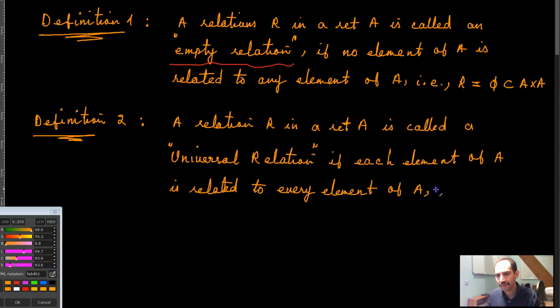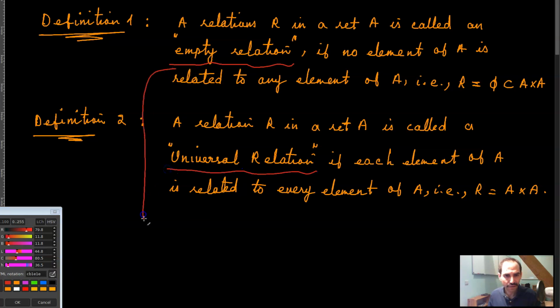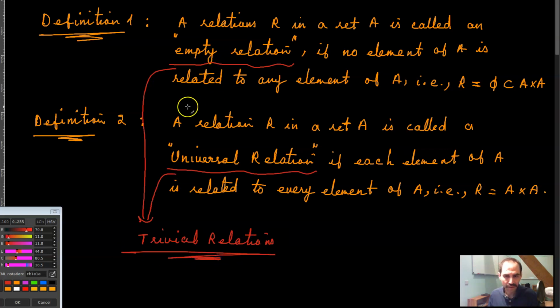That is, you can say that basically R is equal to the Cartesian product of A and A. Now both of these, the empty relation and the universal relation, are sometimes called trivial relations. So that is basically that.